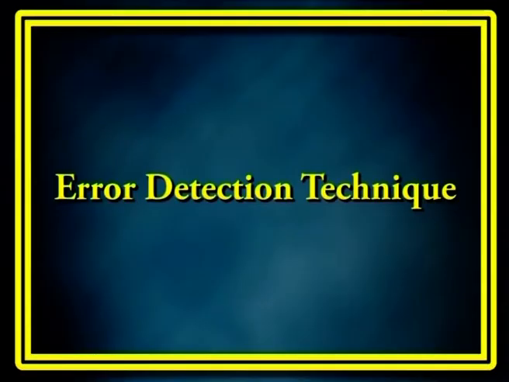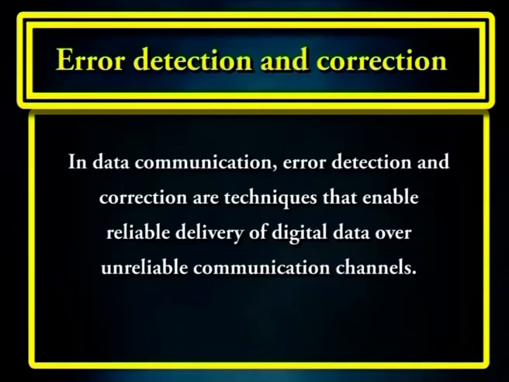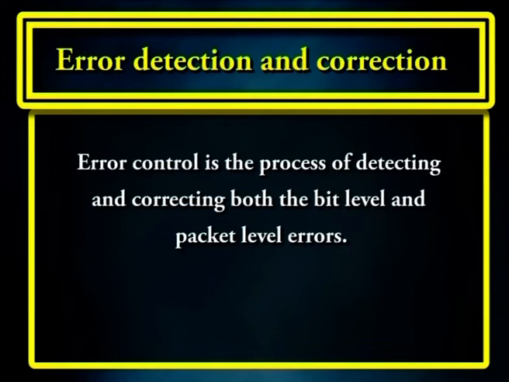Now we will move on to error control. In data communication, error detection and correction are techniques that enable reliable delivery of digital data over unreliable communication channels. Error control is the process of detecting and correcting both the bit level and packet level errors. There are two types of errors: single bit error and burst error.